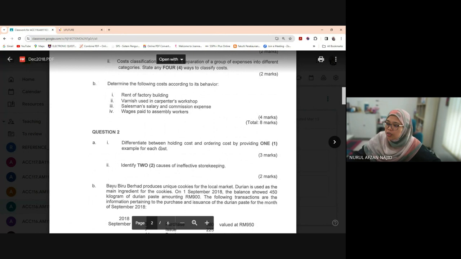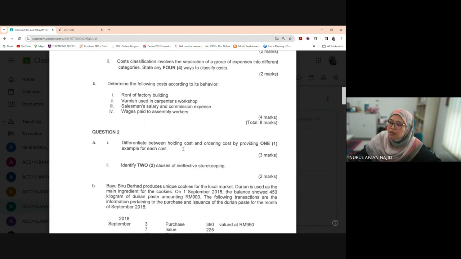differentiate between holding cost and ordering cost by providing one example of each cost. Ini madam dah clearly explain dekat dalam slide berkenaan dengan the difference between holding cost and ordering cost. You boleh refer slide yang terms tu. Okay? Alright. So, give one example for each of the cost. Identify two causes of ineffective storekeeping.